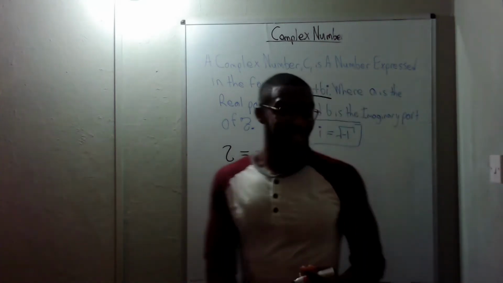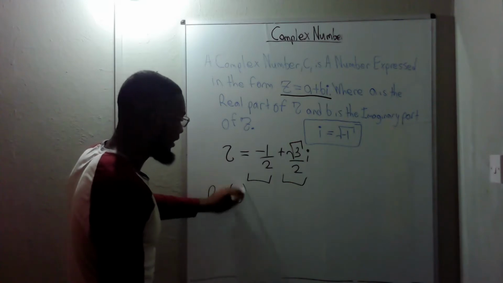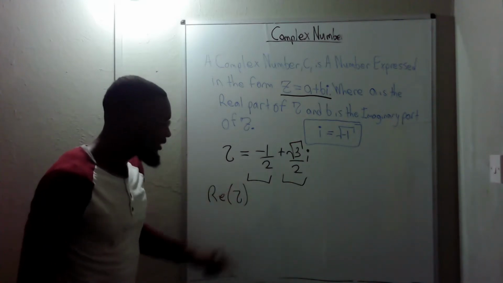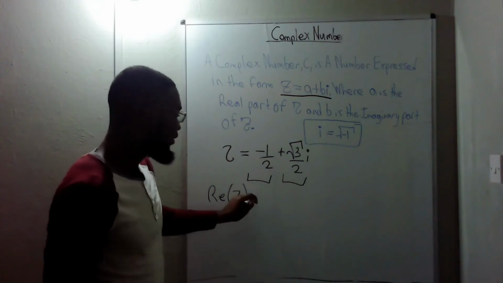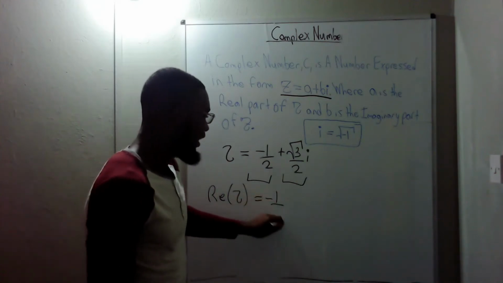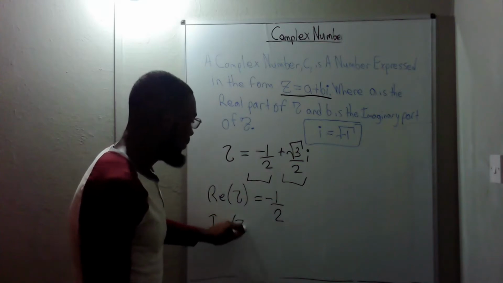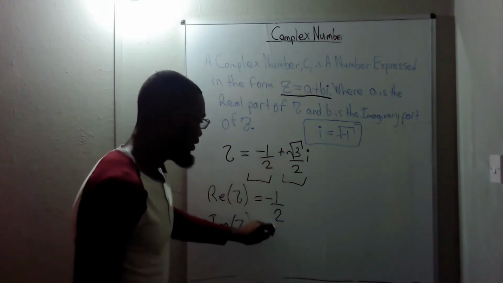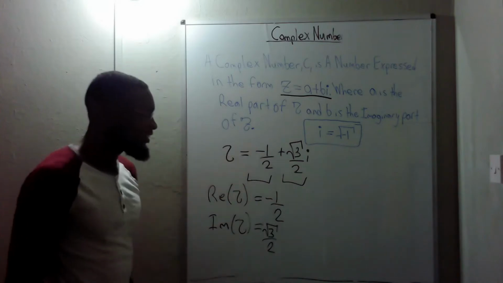So this is how you'd write it. You'd say that Re(z) means the real part of the complex number z. The real part of the complex number z is negative a half, and the imaginary part of the complex number z is equal to root 3 over 2. That's it right there.